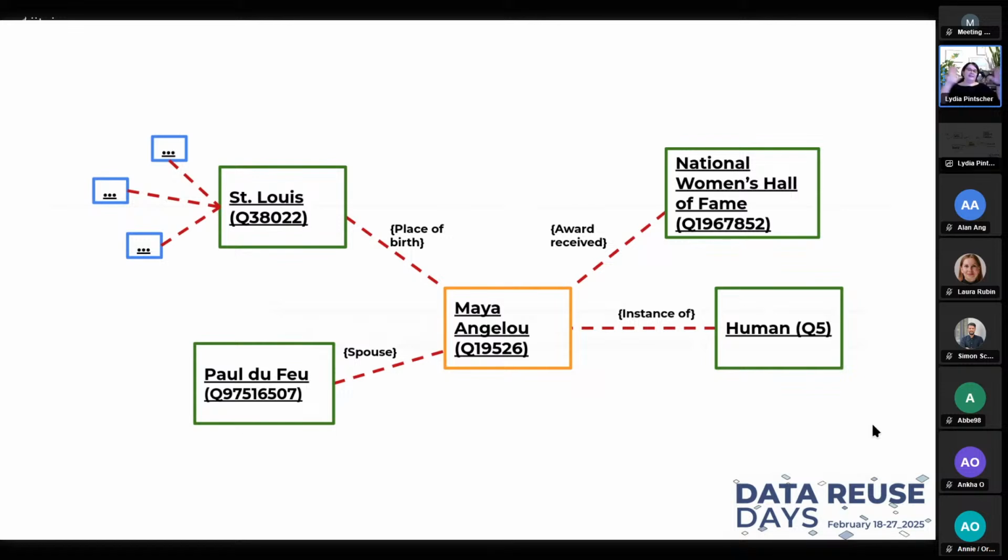Now, if you do this for many subjects, then you end up with something like this, where you have a knowledge graph. And for Wikidata, you have a very big knowledge graph. So here, for example, you have Maya Angelou linked to her place of birth, St. Louis. And then, of course, you can continue to make statements about St. Louis, who the mayor is, and so on.